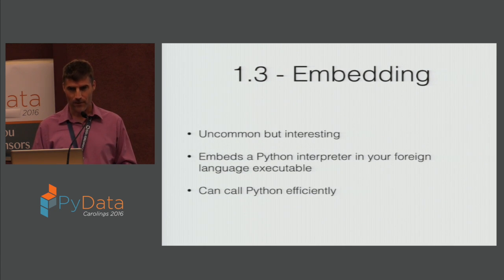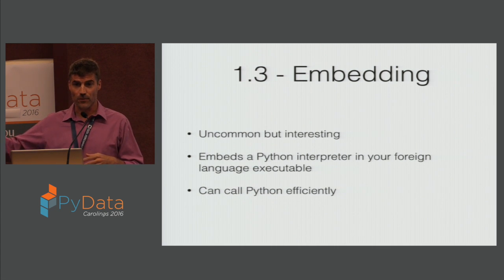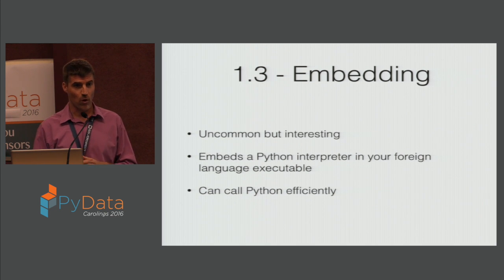The last topic, or the last technique for getting Python to talk to foreign language code, is by embedding. And embedding is an uncommon option, but it's an interesting one. So what it does is, during the linking step, when you're building your code, it actually pulls a Python interpreter into your executable. So say you have a C or Fortran executable, you link in a Python interpreter, and at some initialization point in your code, you initialize the Python interpreter, and then boom, you have a Python interpreter running in your process space. Well, why would you want to do that?